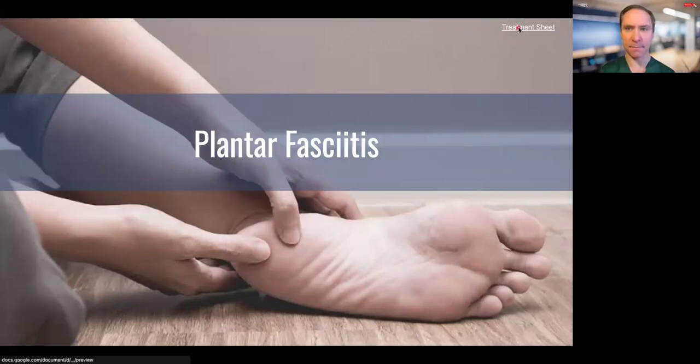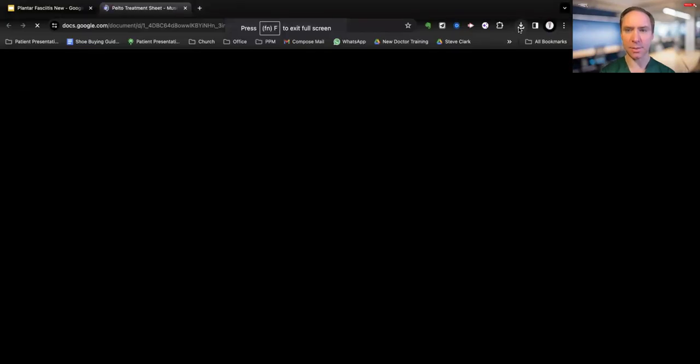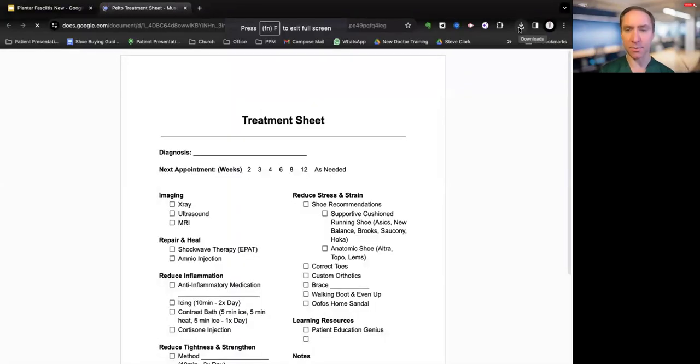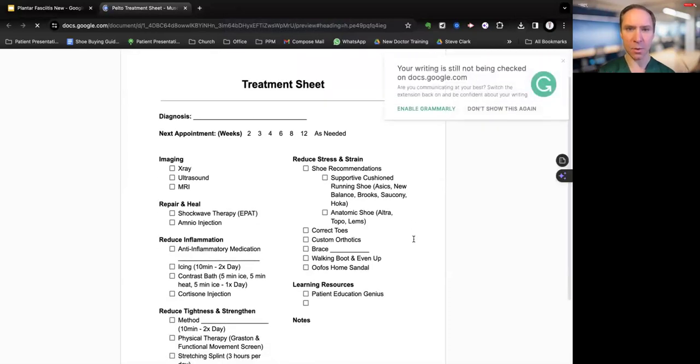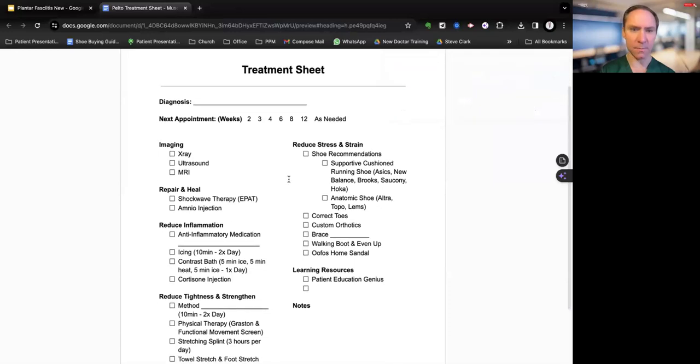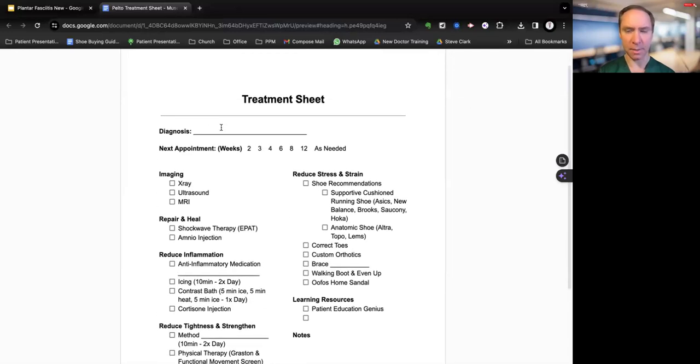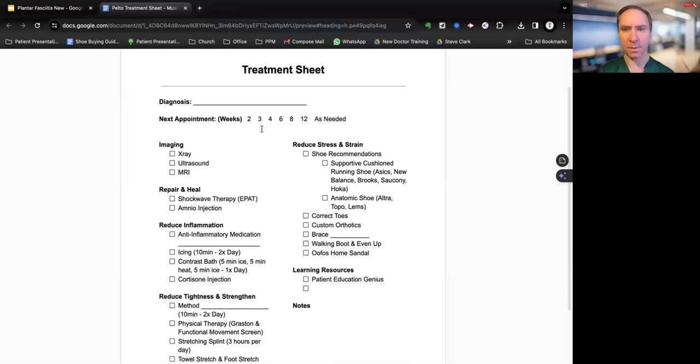So I'm going to click on this treatment sheet. This is something that I put together and I give to my patients when they come into the office, because this is just a high overview of how to treat your plantar fasciitis. So if you look here, I usually write the diagnosis in here for the patient, which is plantar fasciitis. When I'm going to see them back.